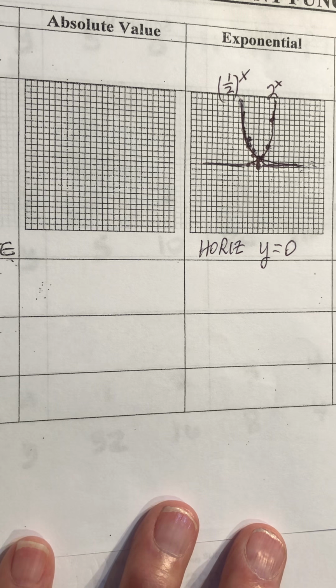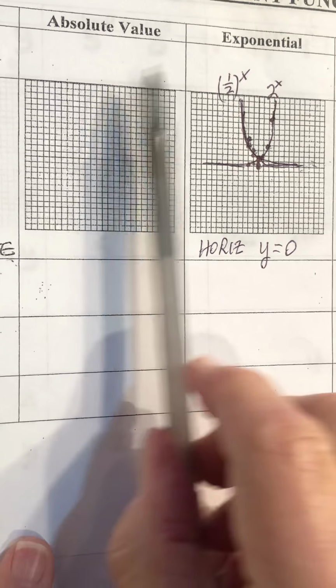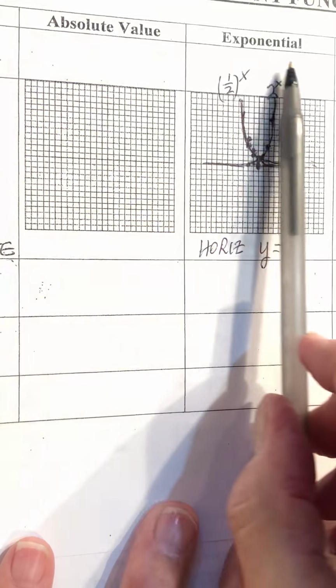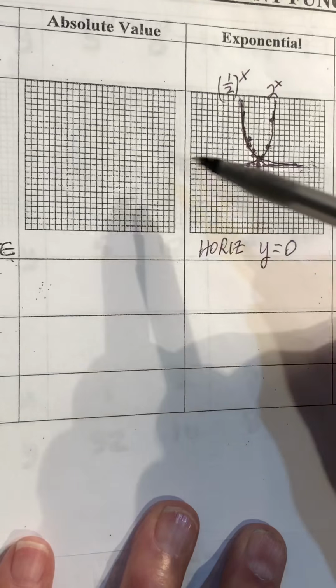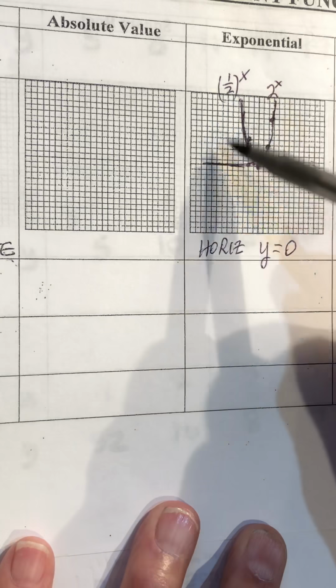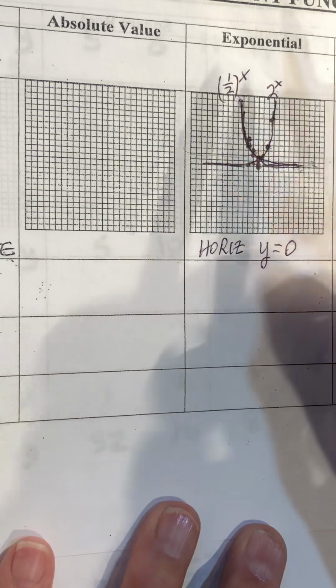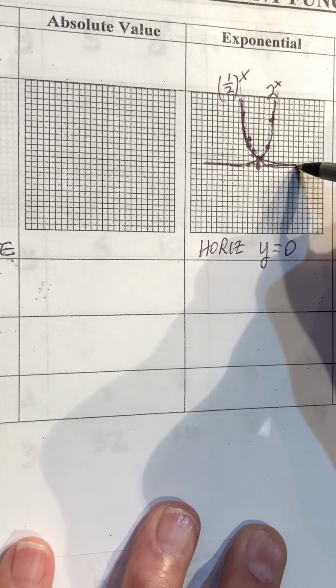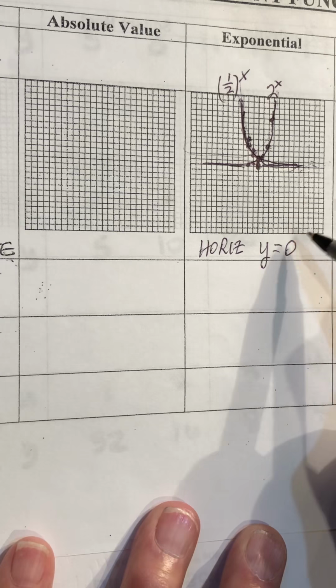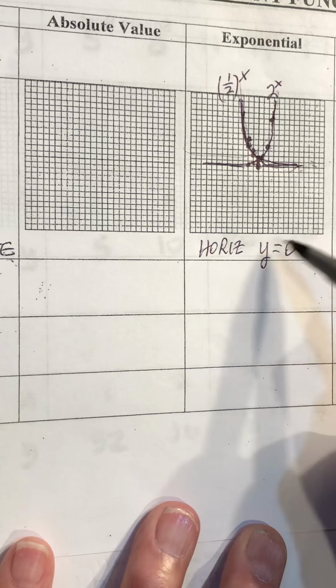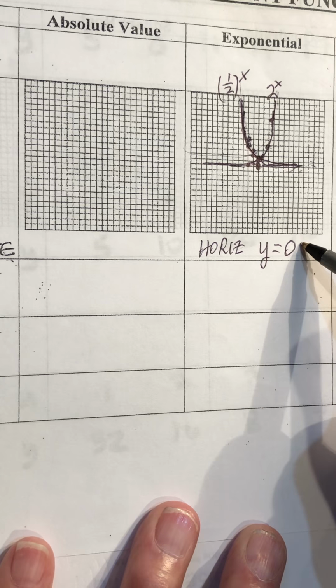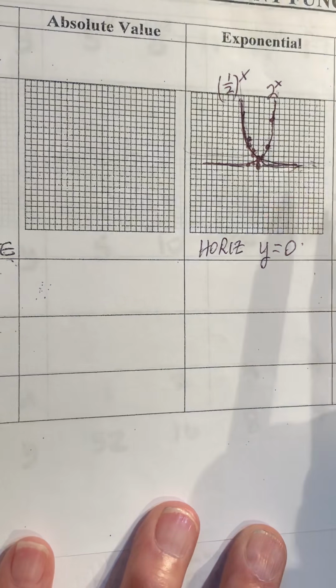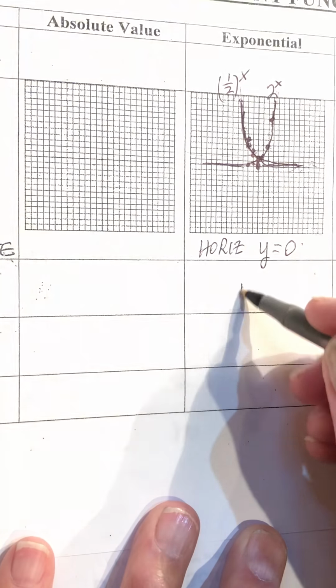All right, what's the domain? Where does this start on the left and where does it end on the right? Well, by the way, in both cases, both your growth and your decay, notice that the horizontal y equals 0 is the asymptote. Well, the domain's the same for all of those too. It's all real numbers.